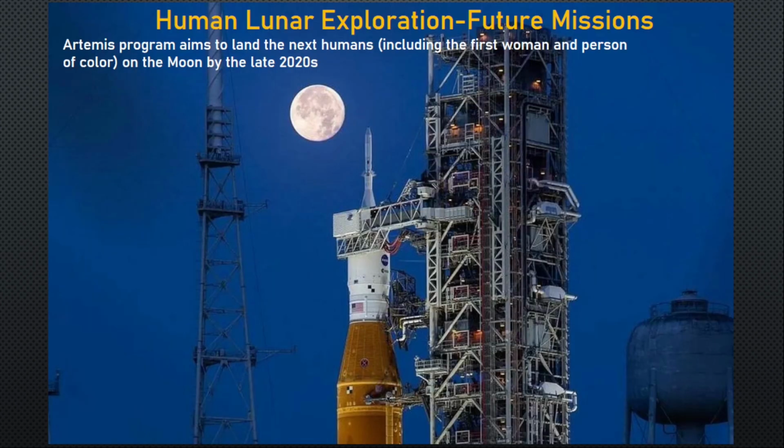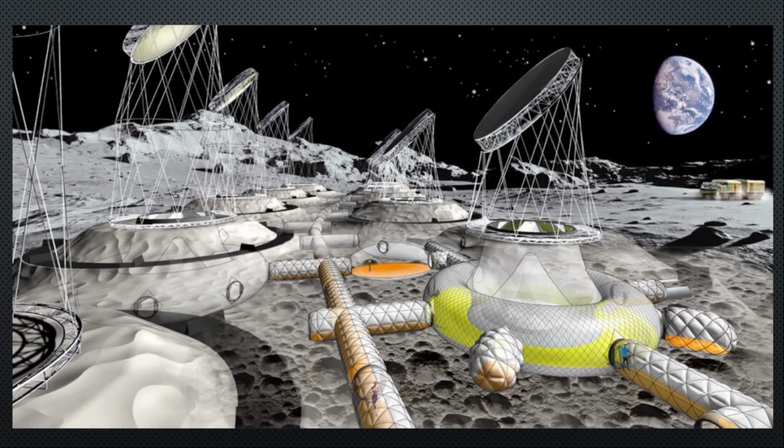But that's it. So the Artemis program aims to bring the next humans, including the first woman. No woman has ever landed on the moon. The first woman and the first person of color on the moon by the late 2020s. So here is the future.